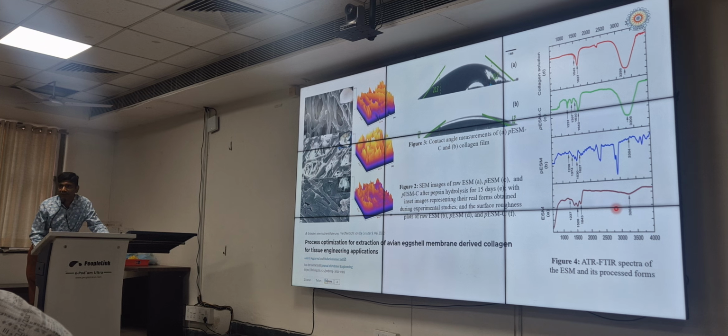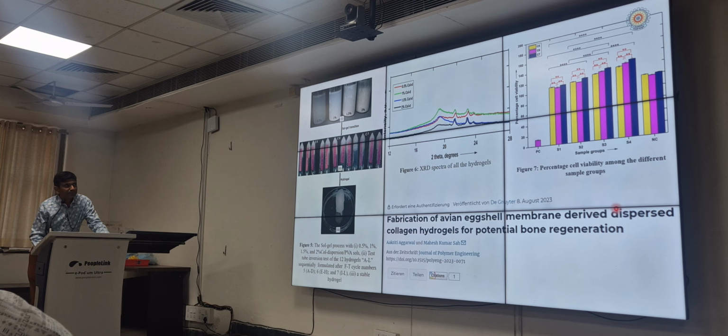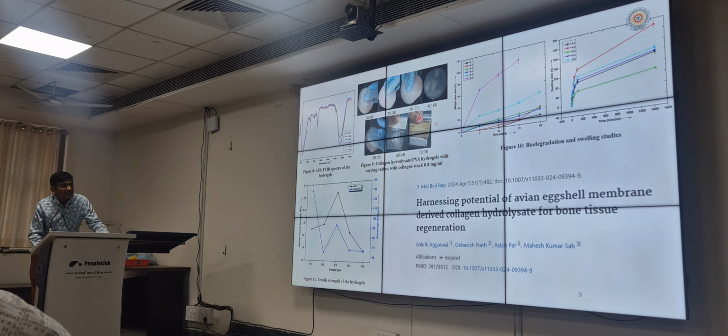Here we were successfully able to make hydrogels out of the axial membrane with the sol-gel method, and the data is also published, and it also showed good cell culture over it. So it is compatible. Why compatible? Now the thing is how we can go into more detail so that we can defend that it can be used for bone regeneration.